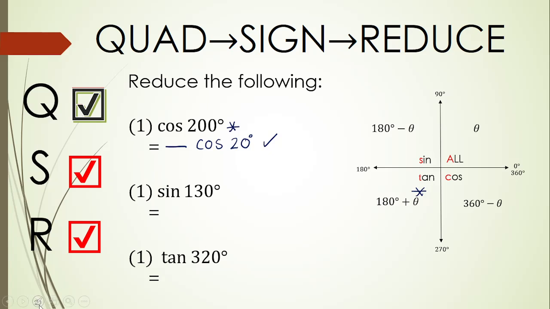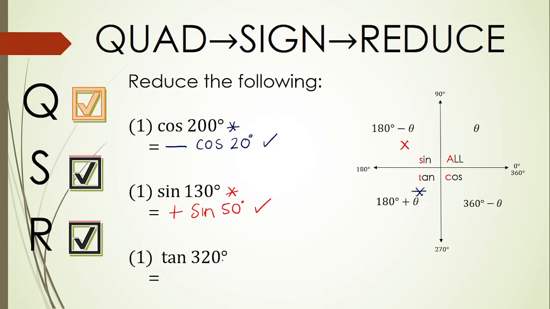Next one. Where is 130? Let's do this one in red. So 130 falls in this quadrant. What do I know about sine in this quadrant? Sine is positive. There I've got my sine. And the reduction is 180 minus what? Well, it's going to be 180 minus 50. So this becomes sine 50.